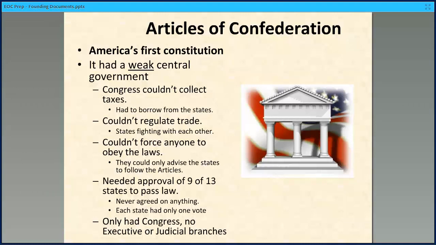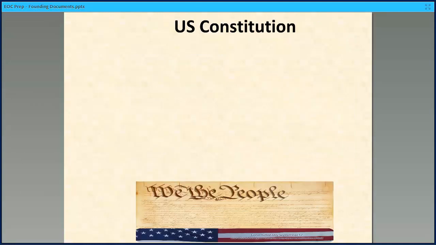So that is the Articles of Confederation. And then finally we get to the U.S. Constitution. The current Constitution, the current government that we actually have now.